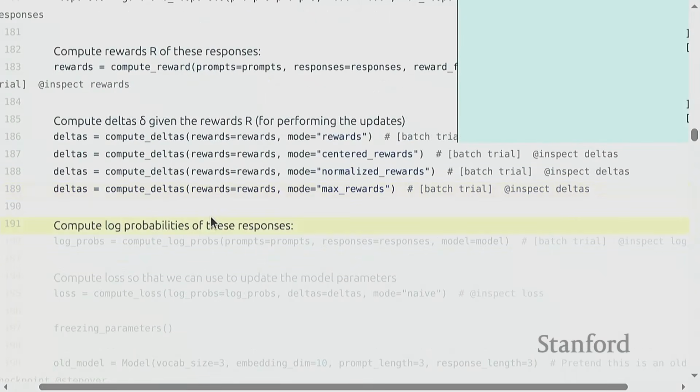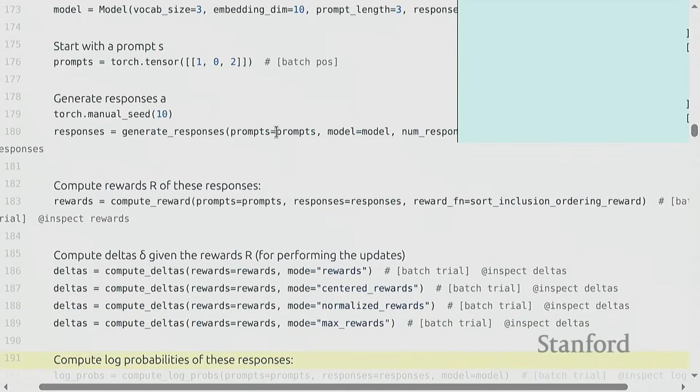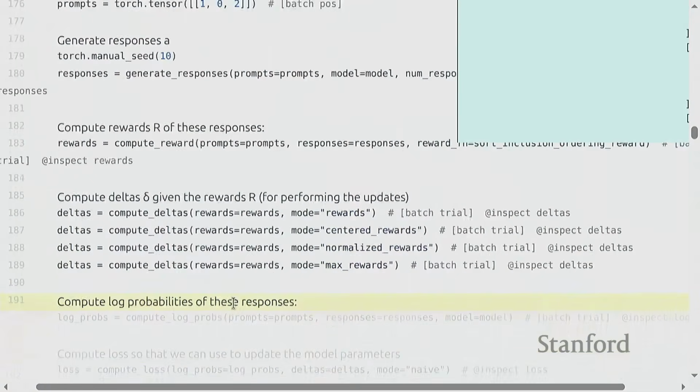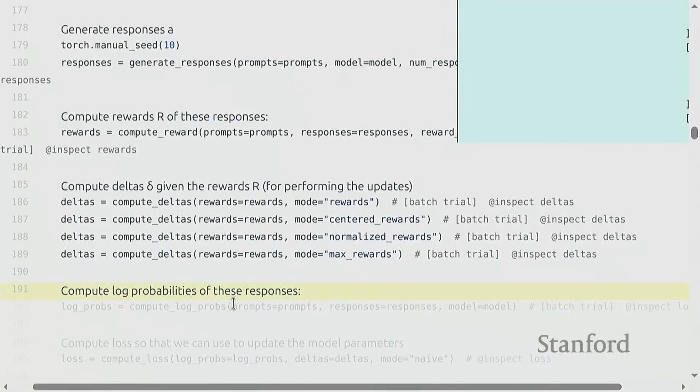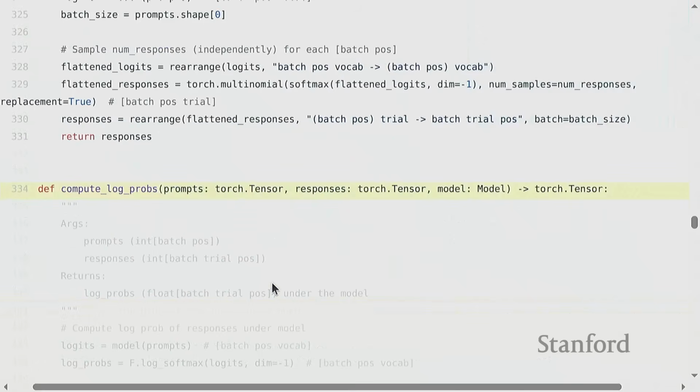Okay, so far what we've done is generate a bunch of responses, and compute rewards and these deltas, which allow me to provide the update. Now I need to look at the other piece, which is the log probabilities of the responses. Because remember, in the policy gradient, I have delta times the gradient of the log policy. So this part is also fairly straightforward.